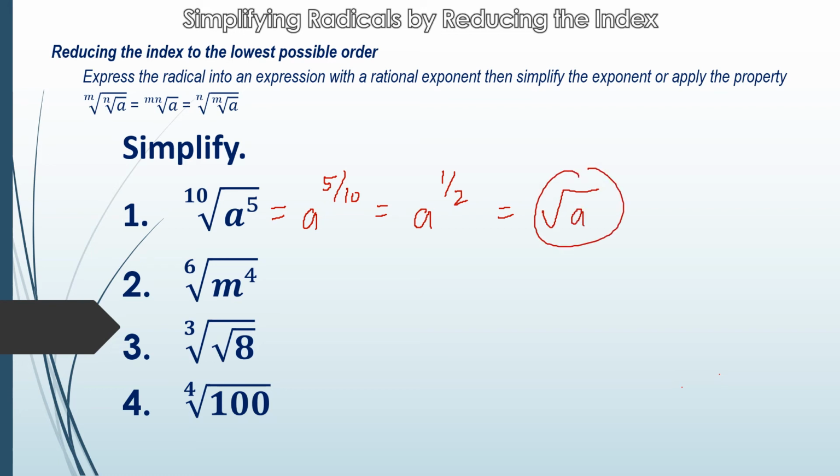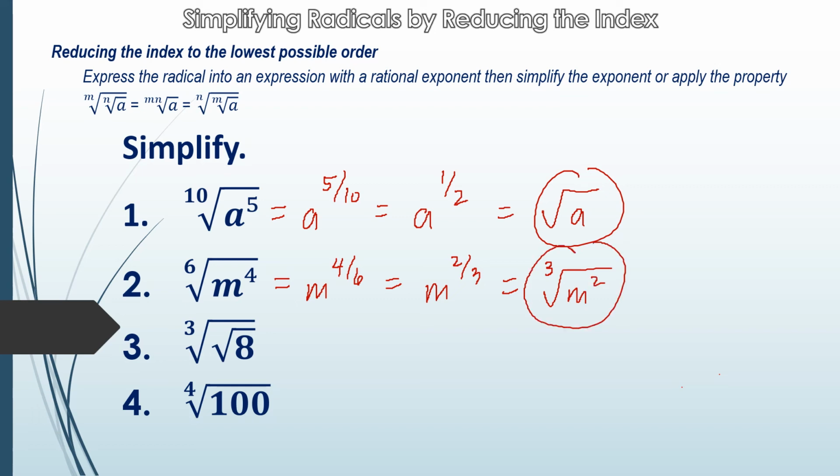Let's have another one. The 6th root of m raised to the 4th power. In exponential form, this is m raised to 4/6. Next, simplify the exponent 4/6 in lowest term. That will be 2/3. After that, rewrite the given expression in radical form. M raised to 2/3 in radical form is cube root of m raised to the 2nd power.